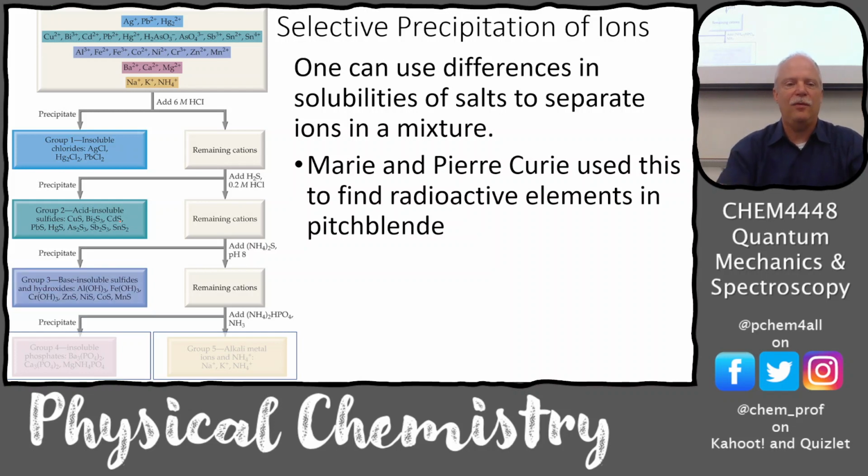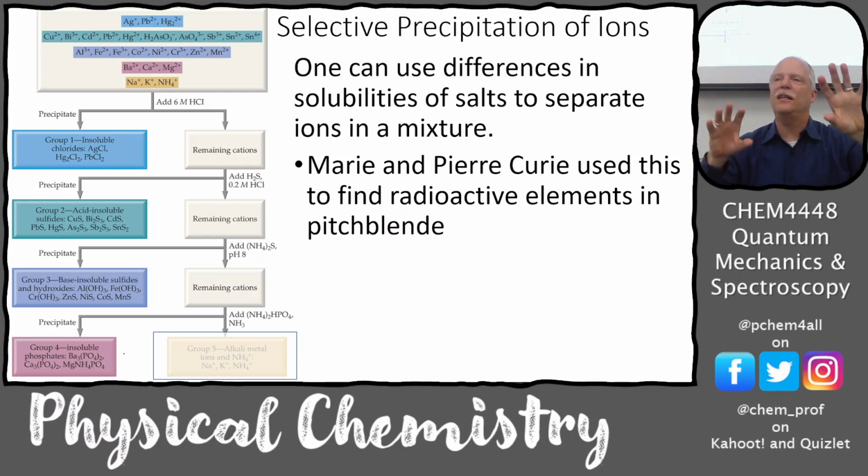Then we can react that with a basic solution of sulfide, this ammonium sulfide, and we can get out some of the hydroxides, okay, and some of the remaining sulfides. And then we could add the phosphate salts, and we could get out all of the phosphates that precipitate. And if you don't do this in order, you'll pull out some of the others with the phosphate group and maybe mess things up. So this is a particular order that's been determined since the 1800s as to how to separate the most ions in the least amount of solutions.